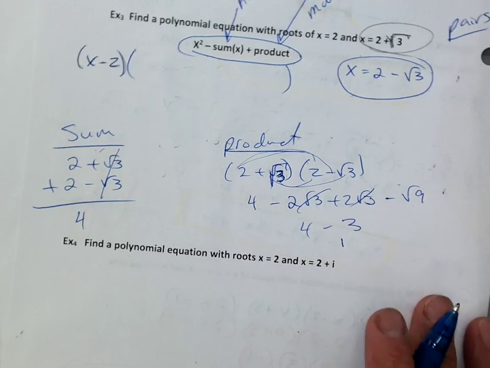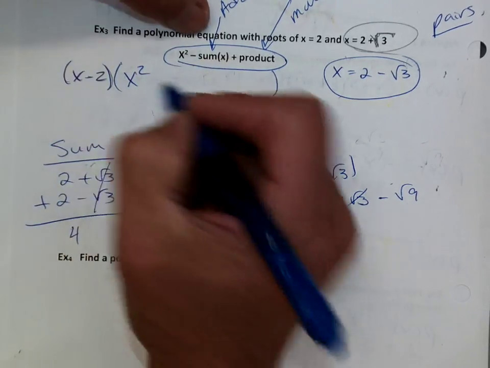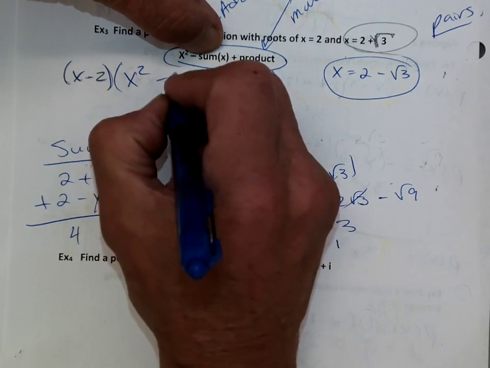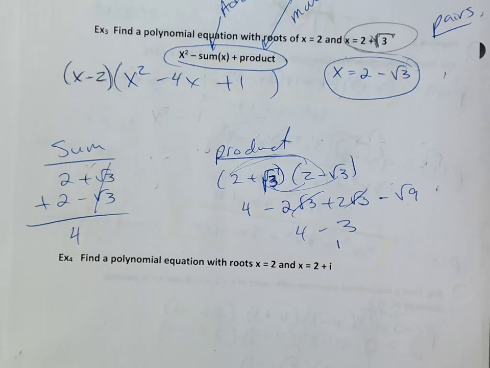Okay, now let's go back up to my formula. So I'm going to have an x squared minus the sum. Well, the sum was 4, so minus 4x plus the product, plus 1. Isn't that the answer I got from doing it the ugly way? That's so much easier. Okay, trust me.